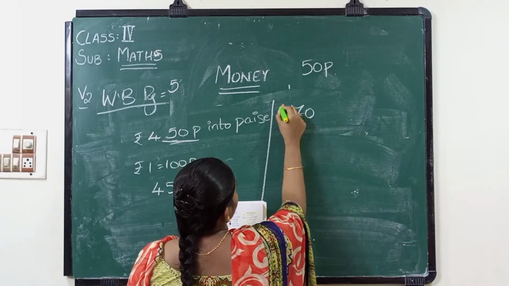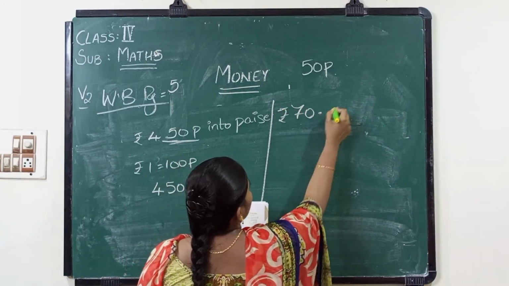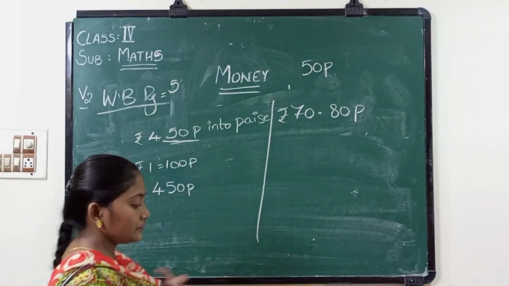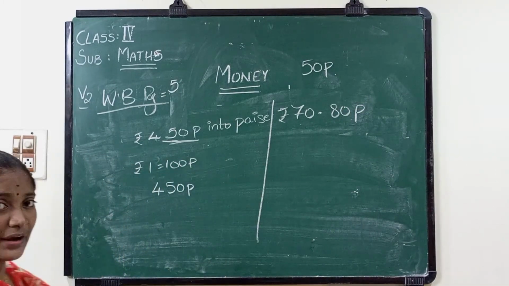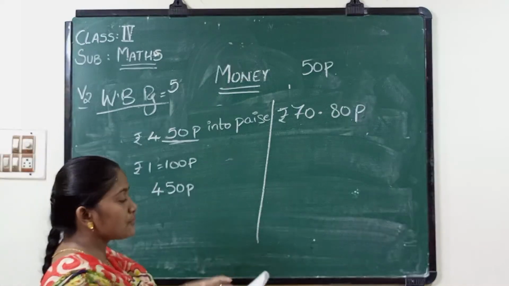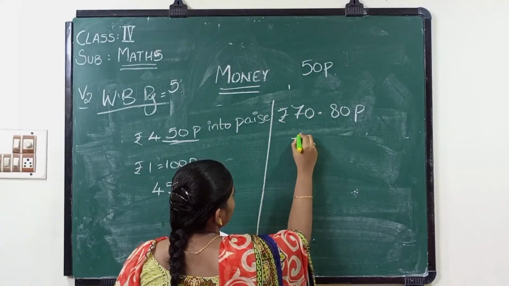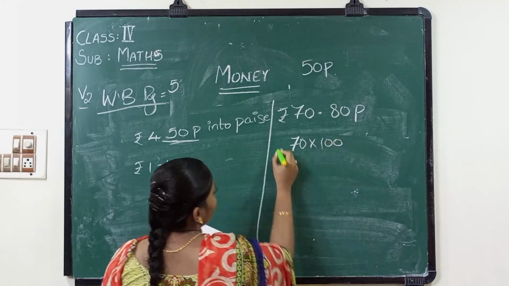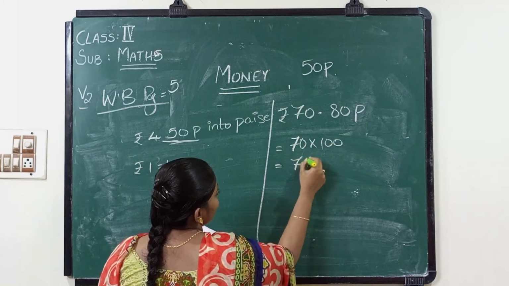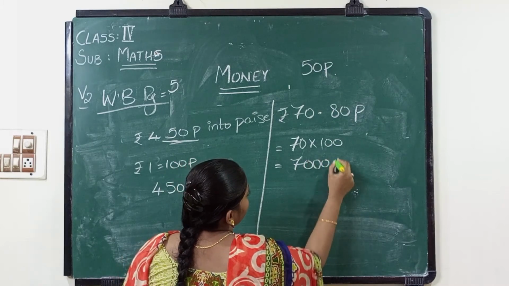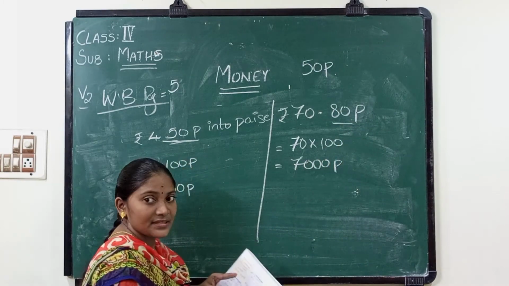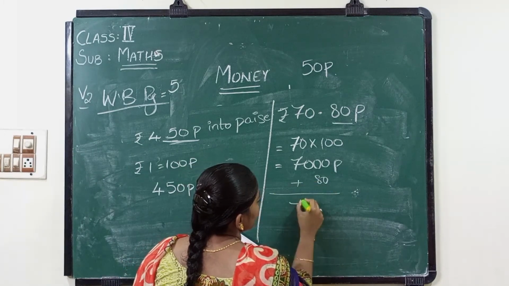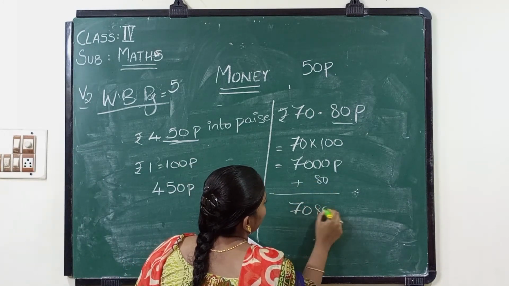See the next one. 70 rupees 80 pice. 1 rupee means 100 pice. So 70 rupees means 7000 pice. Why? Because 70 into 100, we have to multiply. So it is 7000 pice and again 80 pice. So 7080 pice.